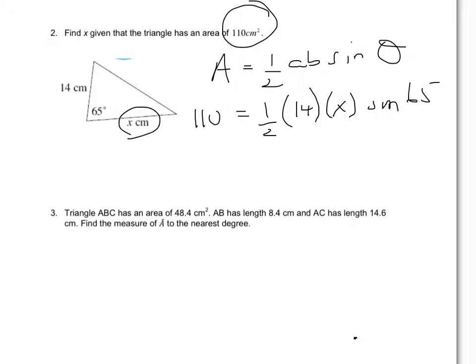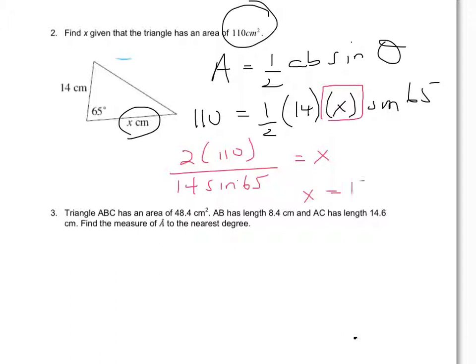Now, I want to solve for x, which is right here. I'm going to rearrange the formula to do that. You can do some of the calculating beforehand and then divide. It's really up to you. But you can say 2 times 110 divided by 14 sine 65 is equal to x. And when you use your calculator, x should come out to be 17.3 centimeters.